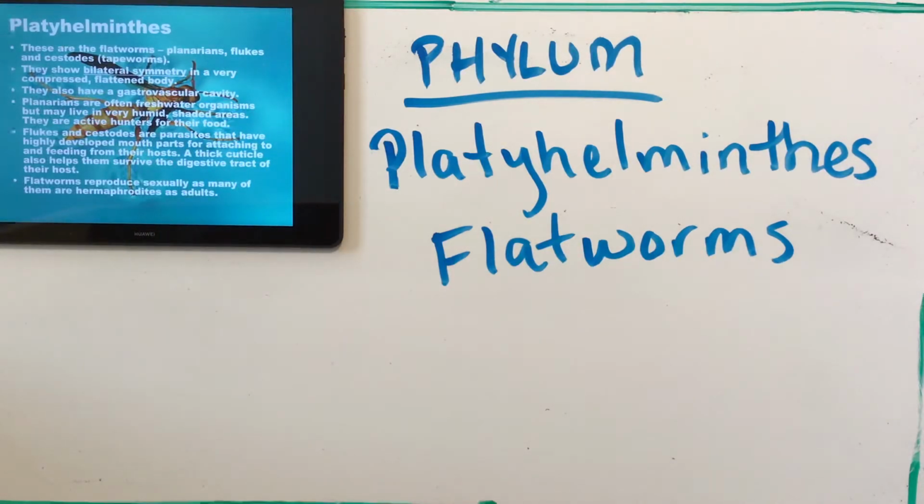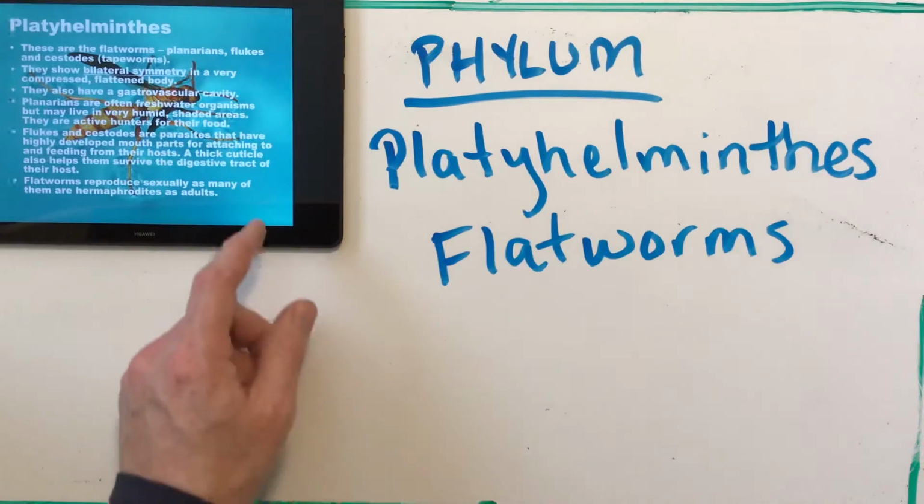Flatworms reproduce sexually. Many of them are hermaphrodites. So if there's another flatworm around, they can exchange gametes, sperm and egg. Or if they're the only one inside of you, their own sperm cells will fertilize their own egg cells. And they can reproduce that way.